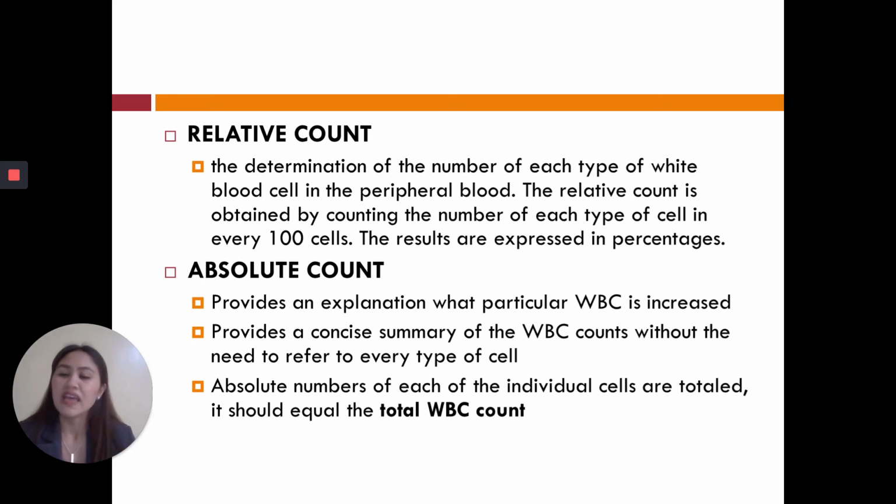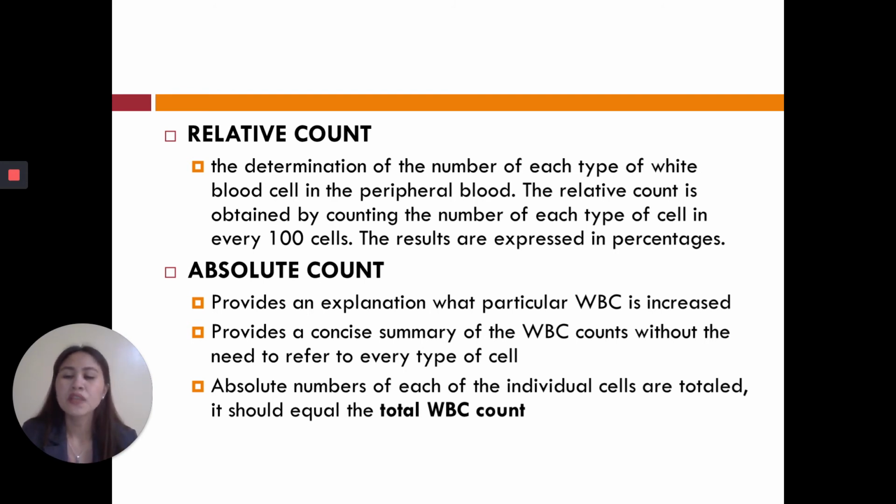And then for absolute count, it provides an explanation of whether a particular WBC is increased. So of course, when you are given only the relative count, you cannot really be sure of the number of lymphocytes, monocytes, neutrophils, and all those WBCs if you don't compute for absolute count.